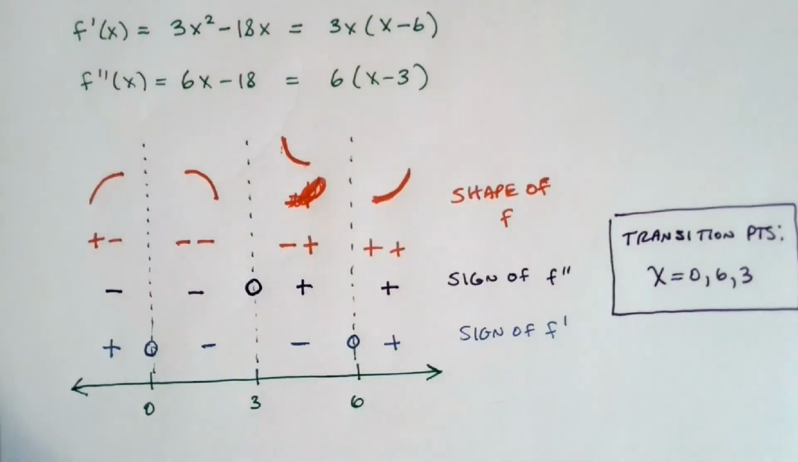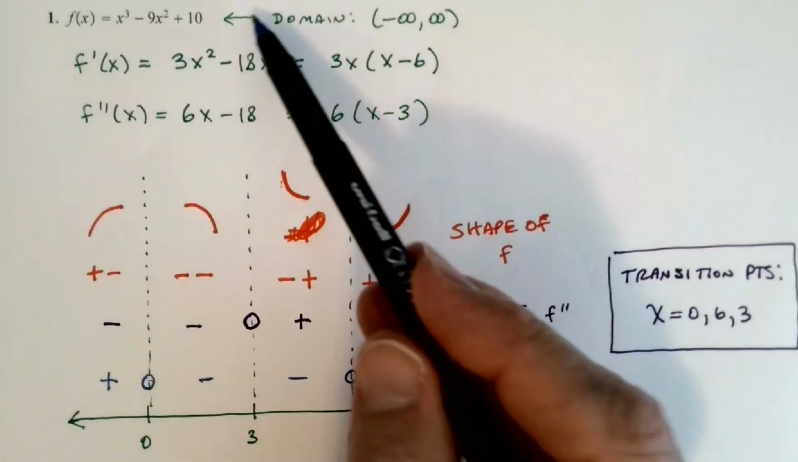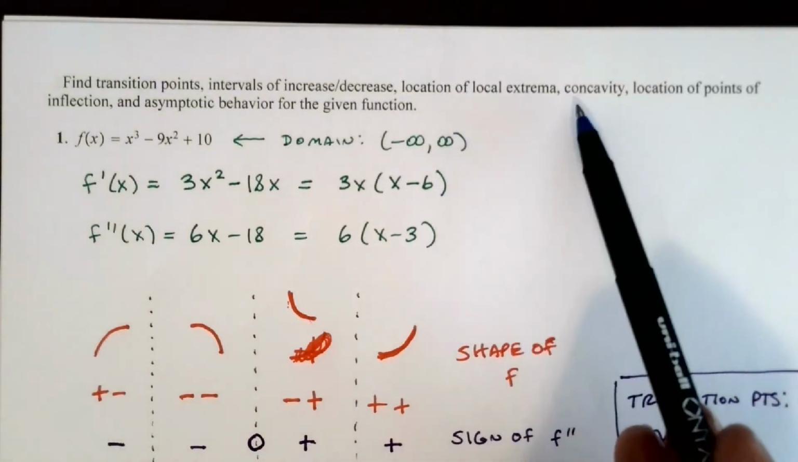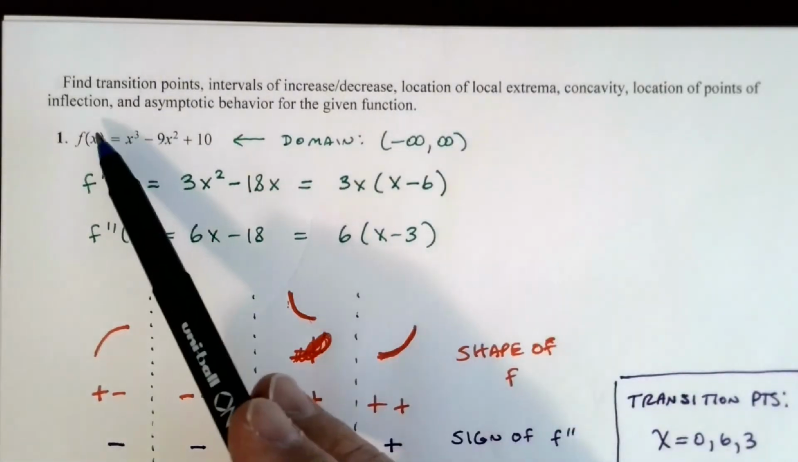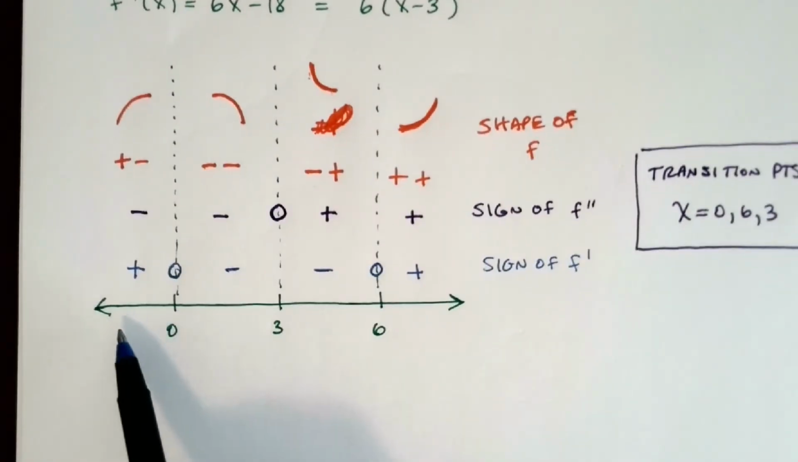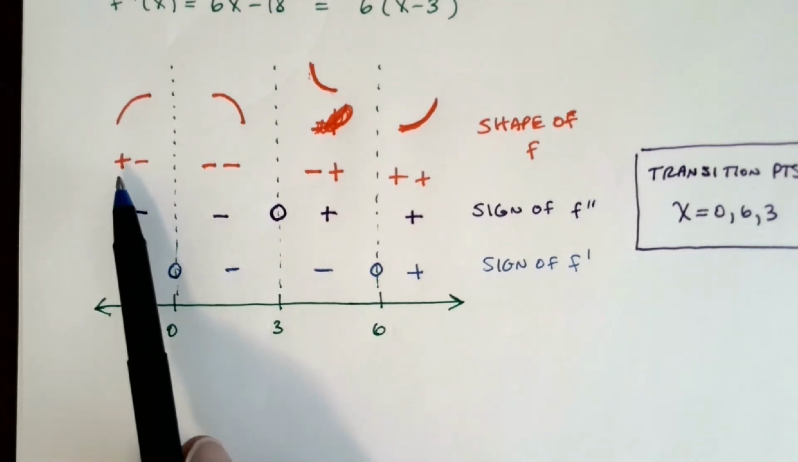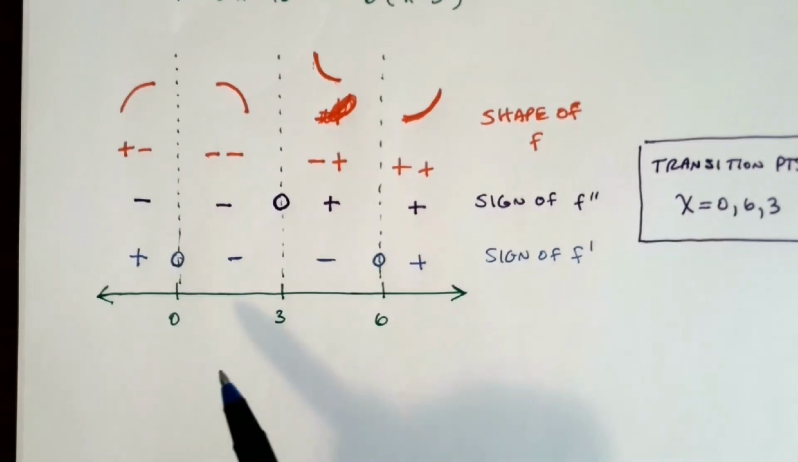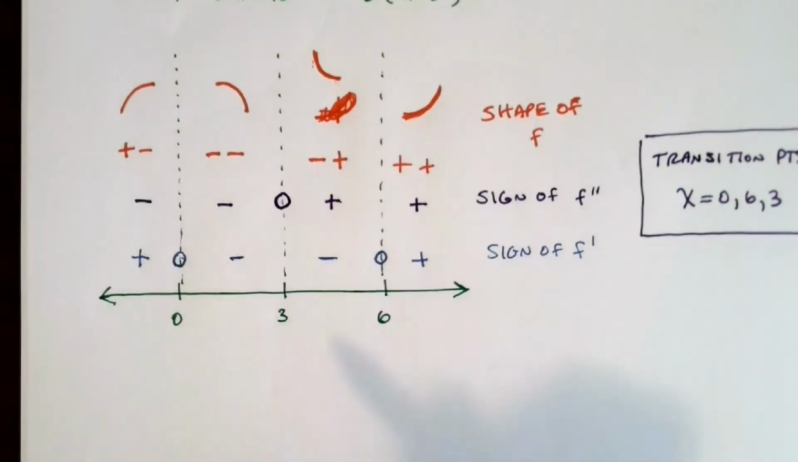So we can answer all these questions that we ask for, the intervals of increase, decrease, location of local extrema, concavity, location of points of inflection, etc. But also we can tell on the interval for values less than 0, we are, right, increasing, concave down, and so on. So we have the actual shape on these intervals.